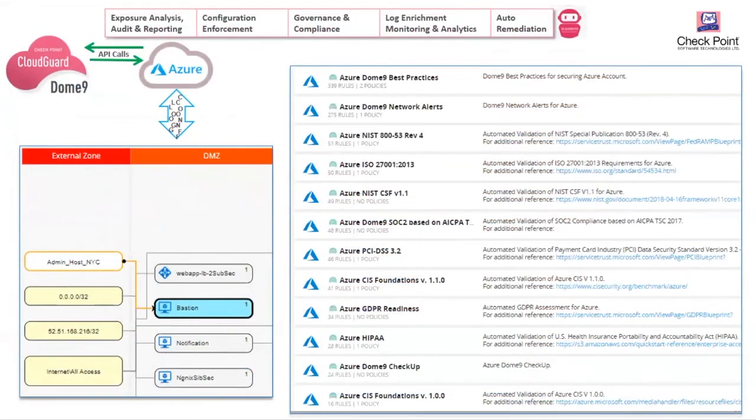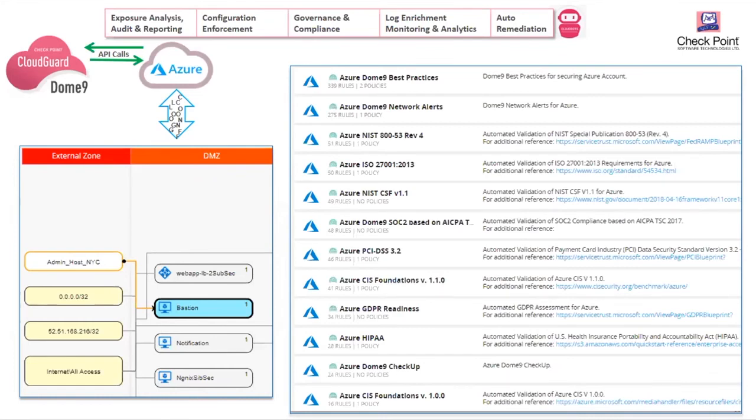Dome9 is a company that we purchased a little over a year ago. It adds exposure analysis and audit reporting on cloud configurations. It adds configuration enforcement. It adds governance and compliance. It adds log enrichment and monitoring plus analytics. It adds auto remediation on any of the cloud configurations.